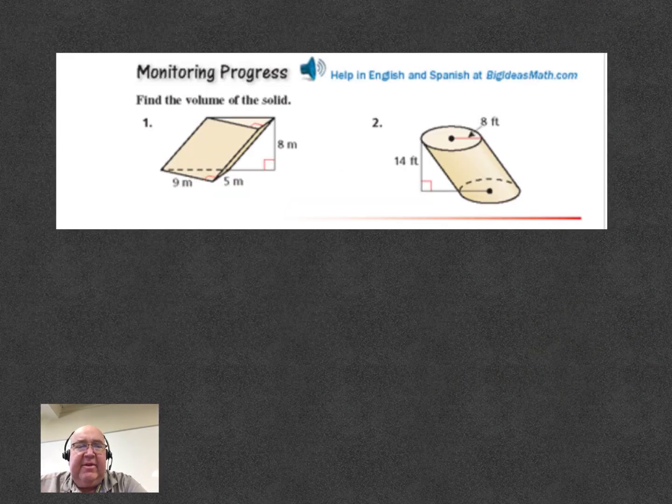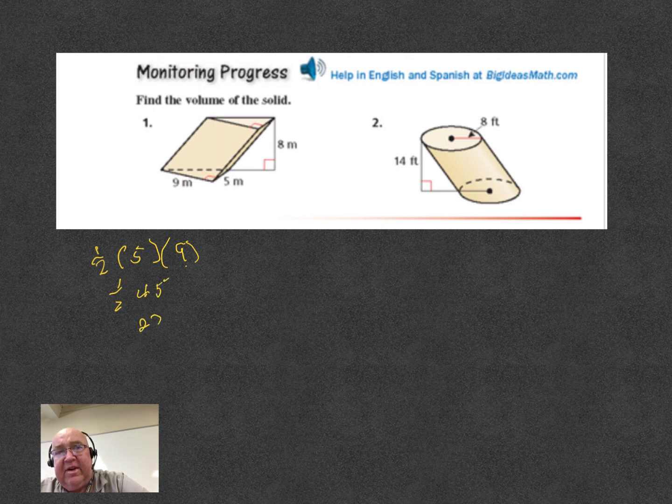So here we're going to have, again, the same types of problems. I'm going to find the area of the triangle, which is 5 by 9. So we're going to have 1/2 times 5 times 9, which is going to be 1/2 of 45, or 22.5. And then we're going to multiply 22.5 times 8 with the height. And we're going to get the volume is equal to 180 meters cubed.